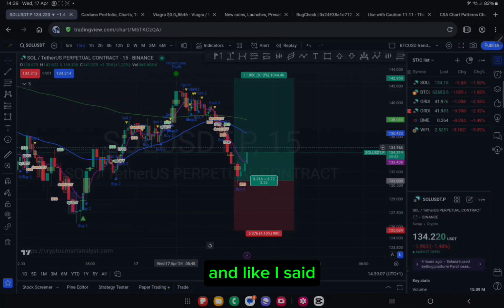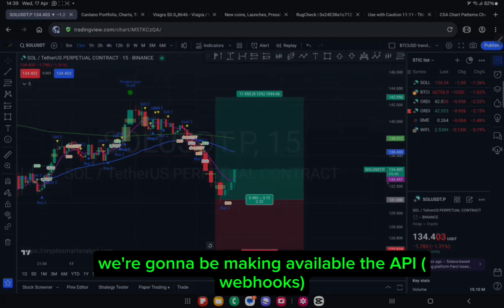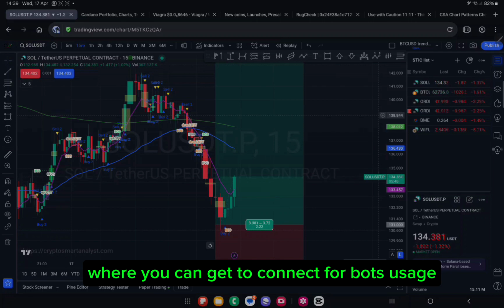And like I said, the stick tool version 2 is basically built to be used by bots. We're going to be making the APIs available where you can connect for bot usage.